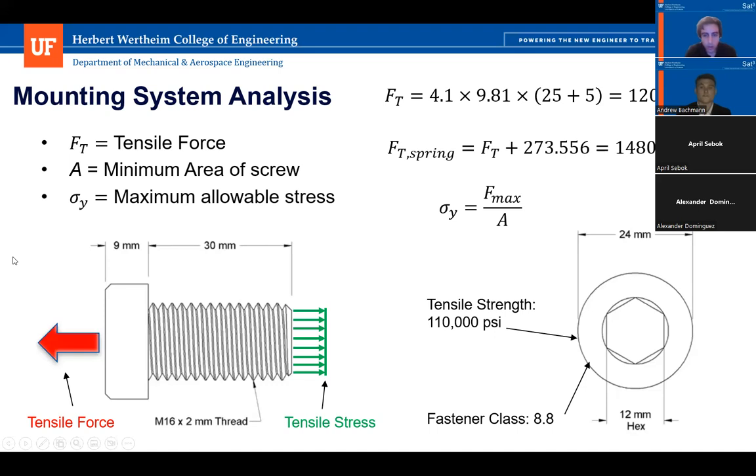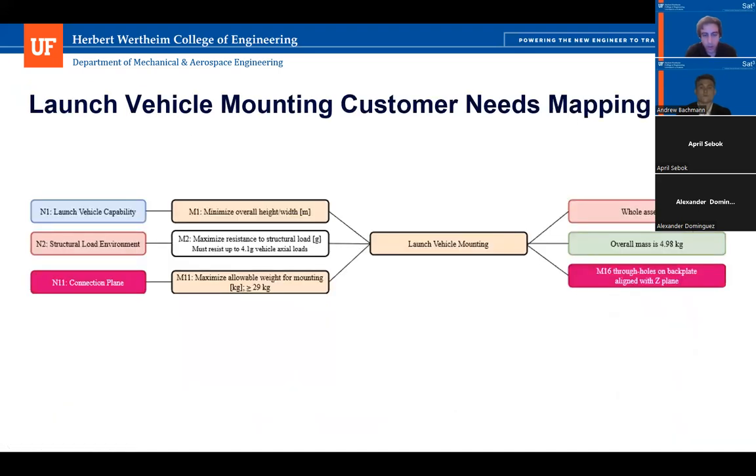Next slide. This slide just shows how the subsystem met customer needs.